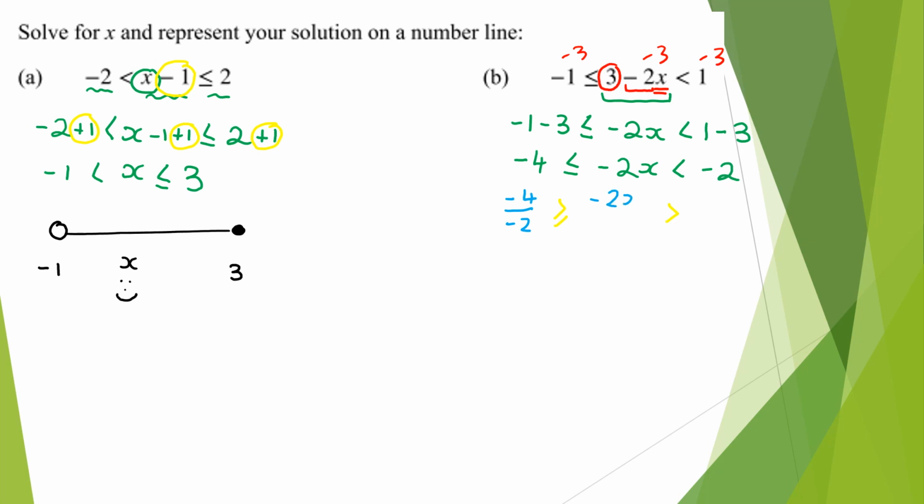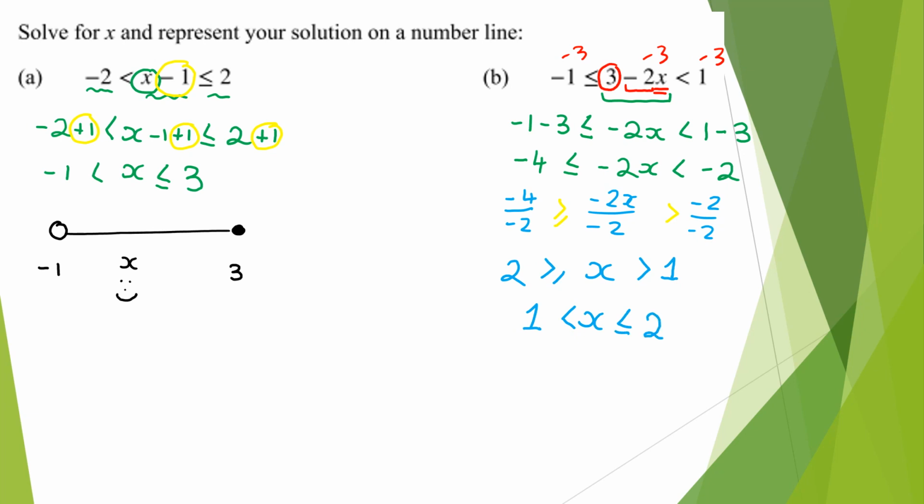Minus 2x over minus 2, minus 2 over minus 2. So this is positive 2x and 1. Okay, so x is greater than 1 but less than or equal to 2. So let's just flip this so that it looks like what we know. So x greater than 1 but less than or equal to 2.